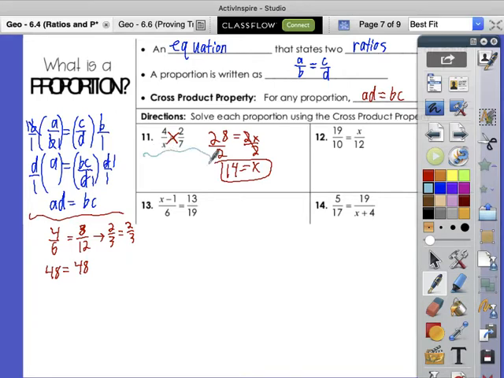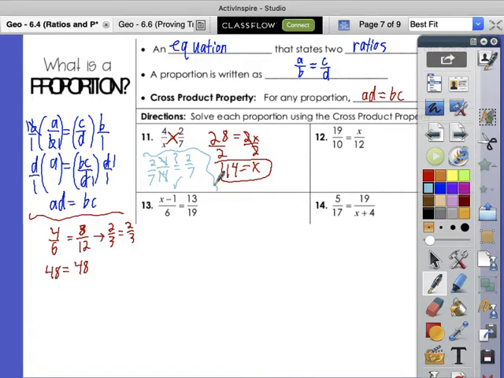If I were to go back and check here, and I try plugging in 4 over 14, I'm going to ask, does that equal 2 over 7? Well, can 4 and 14 simplify? Yes. To what? 2 over 7. So does 2 over 7 equal 2 over 7? Yeah, it does check out, so it does work. That is the proper number there.